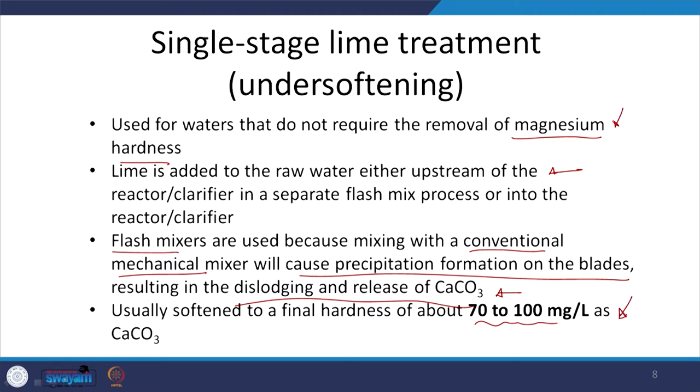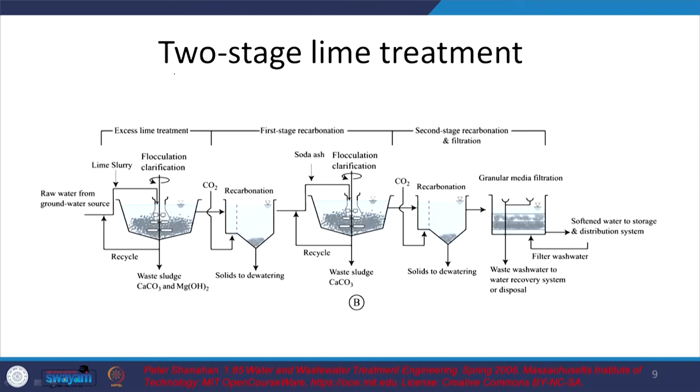We are not removing magnesium. And also, even after removing most of the calcium, you know that at equilibrium, you will still always have some calcium. So in general, if you are fine with this level of hardness, that's what we are looking at. And this level of hardness is acceptable to most households, let's see, right? So two-stage lime treatment, let's see what we have. So here we have excess lime treatment. Earlier, it was only lime treatment. Here we have excess lime, right?